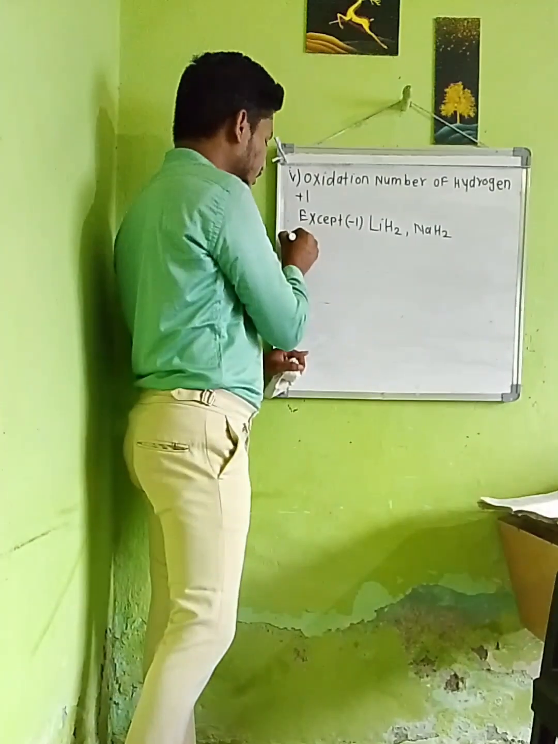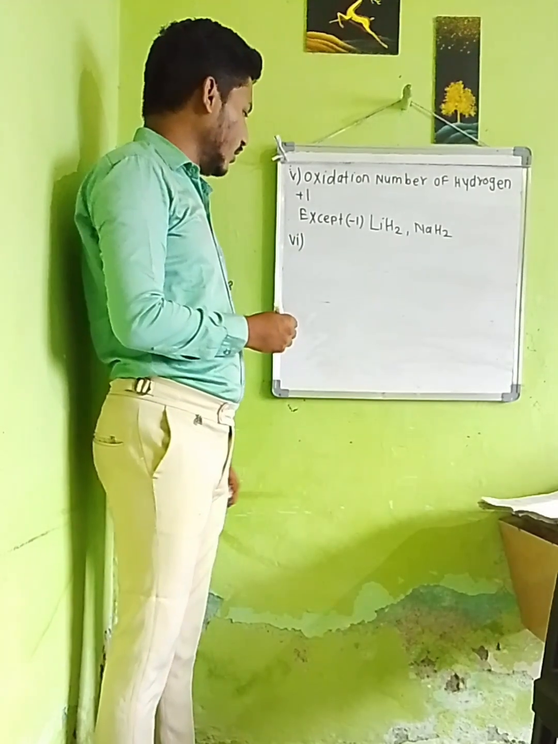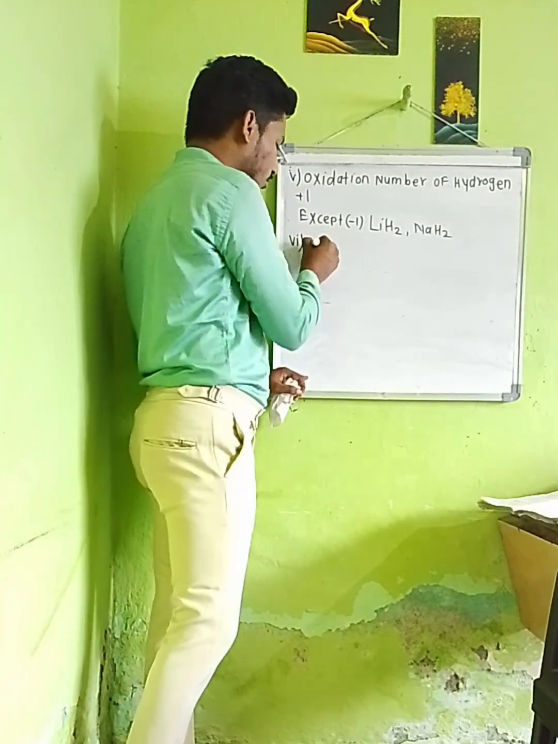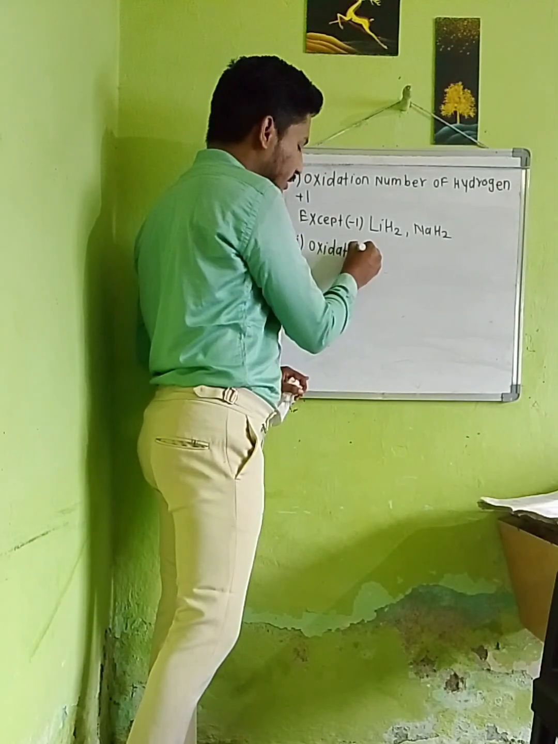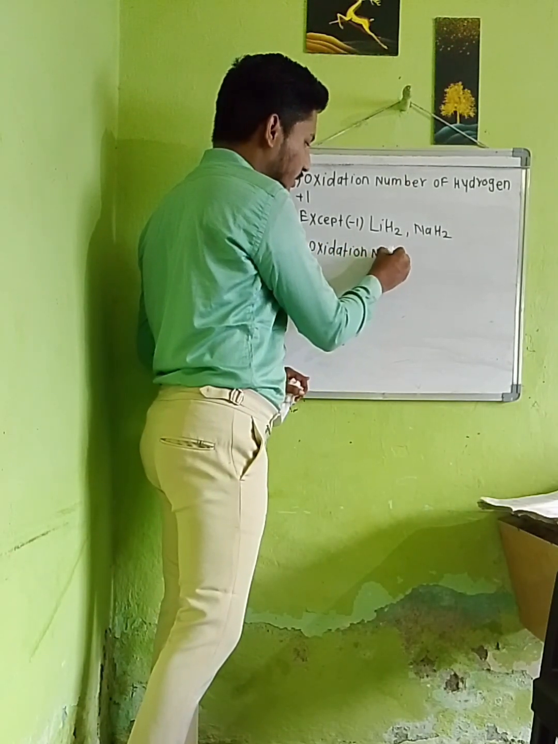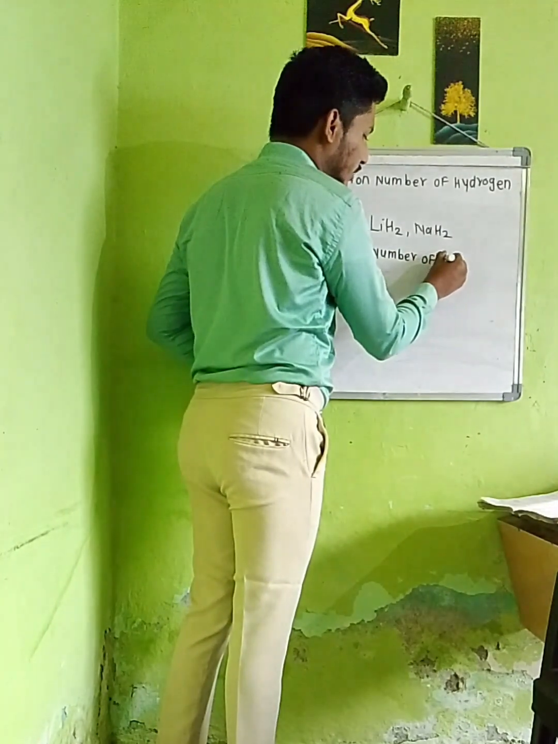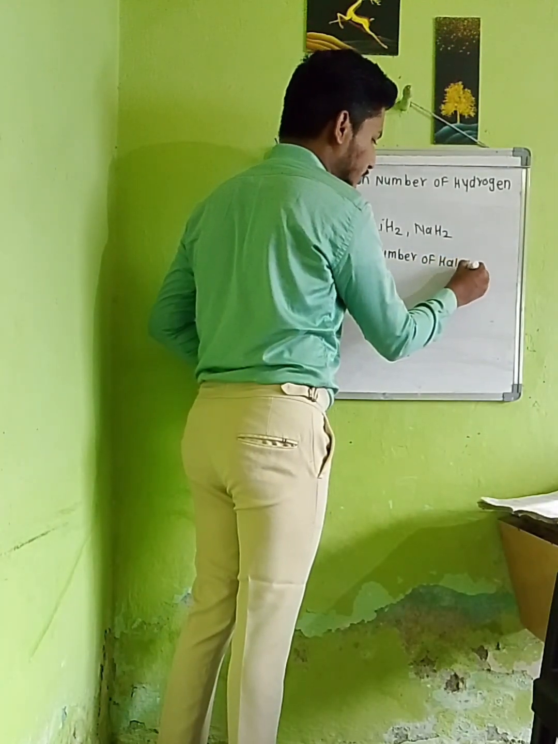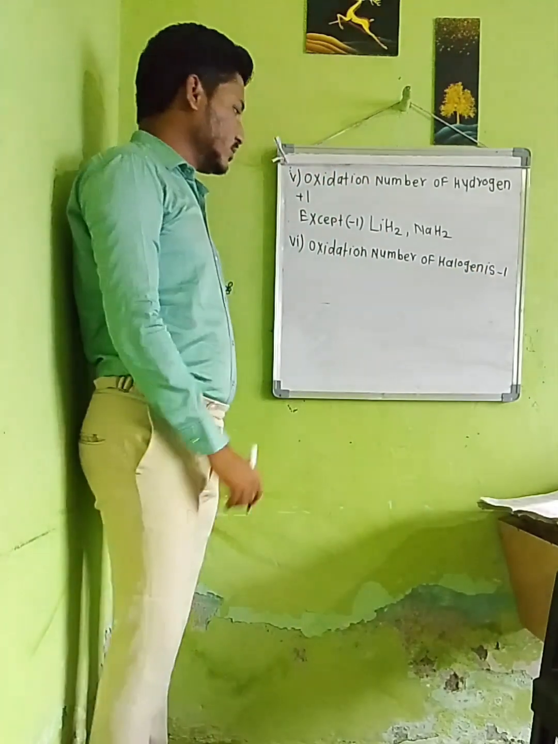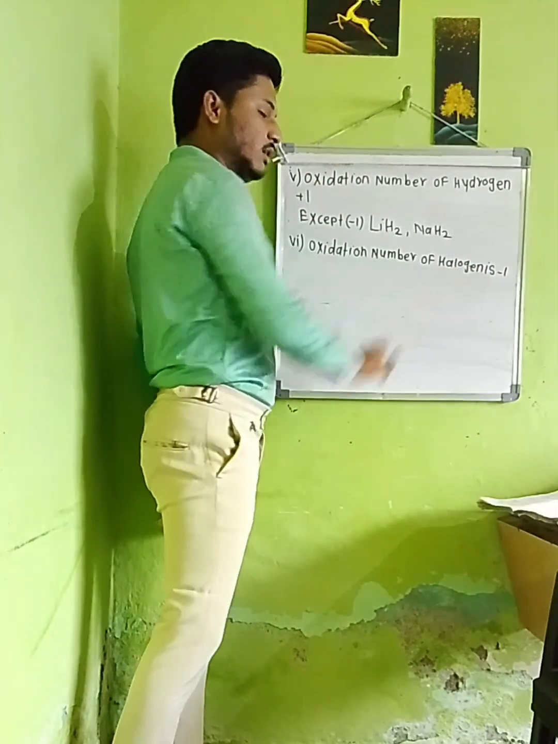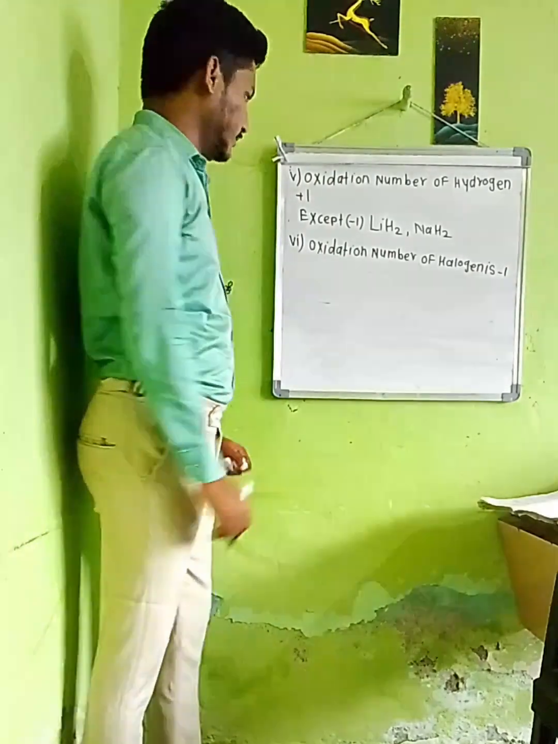Next is rule 6: the oxidation number of halogens is -1. The oxidation number of a halogen is always -1. Halogens means chlorine, bromine, fluorine, iodine.